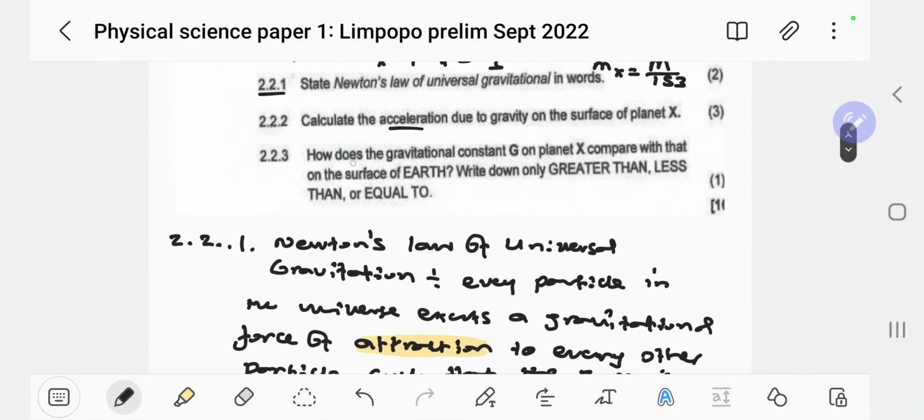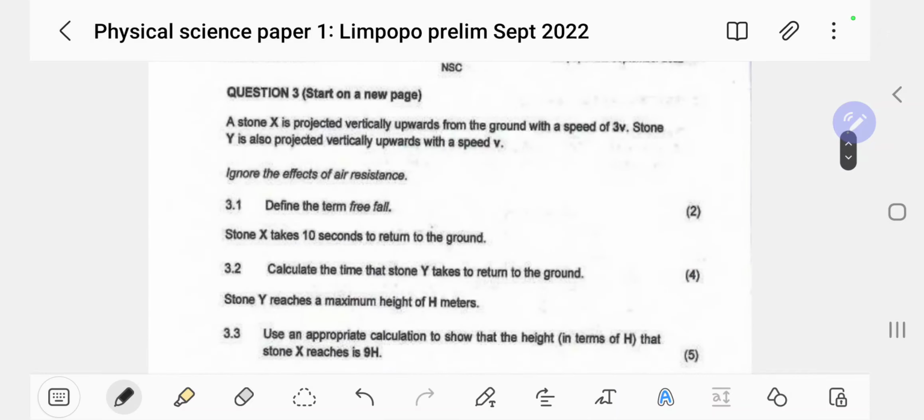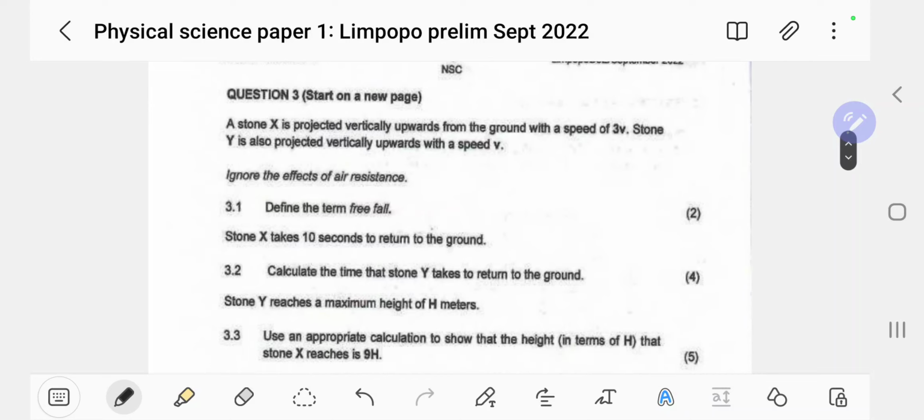Last question. How does the gravitational constant G on planet X compare with that on the surface of the Earth? Write down greater than, less than, or equal to. And you already know, you guys, that it's going to be equal to, right? Because that is a constant. It does not change. It's a constant in the universe, so it is equal to. So we've sorted that question there. Let's go to question 3.